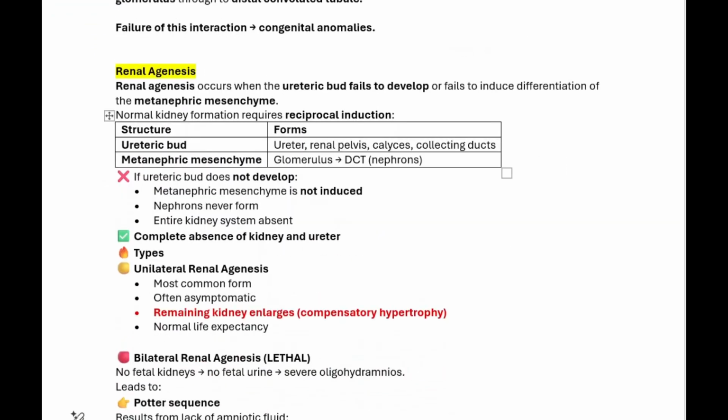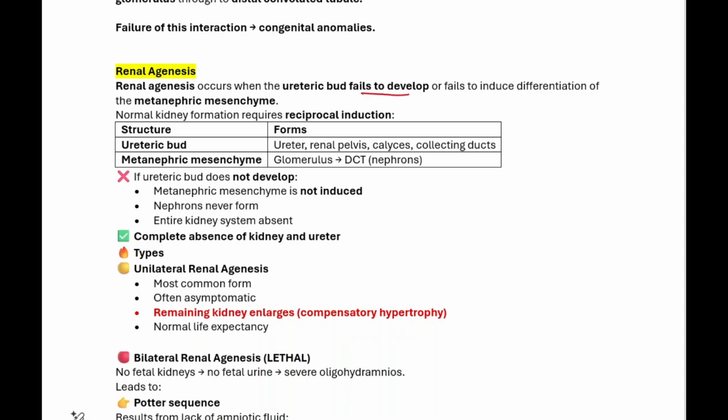First condition we're going to talk about is renal agenesis. Renal agenesis occurs when the ureteric bud fails to develop or fails to induce the differentiation of the metanephric mesenchyme. And as we know, normal kidney function requires reciprocal induction because the ureteric bud needs to induce the metanephric mesenchyme in order for it to differentiate.